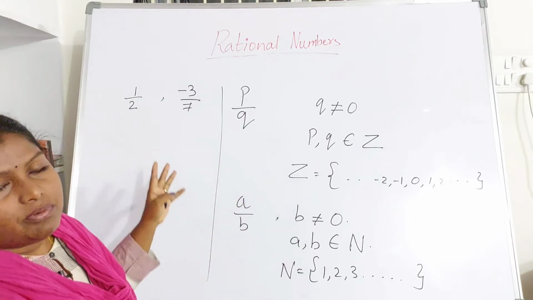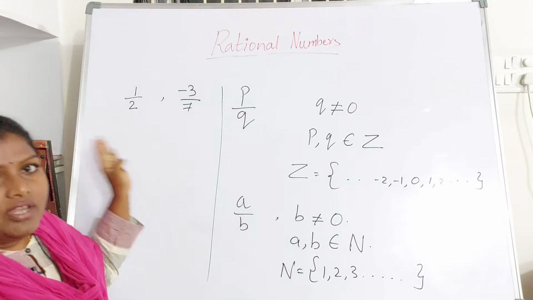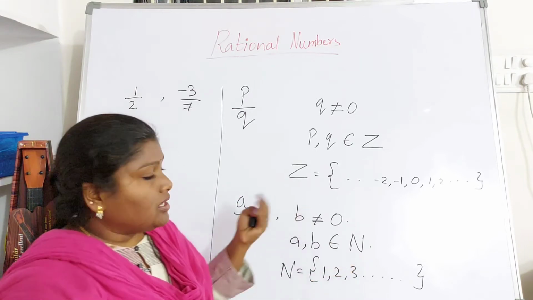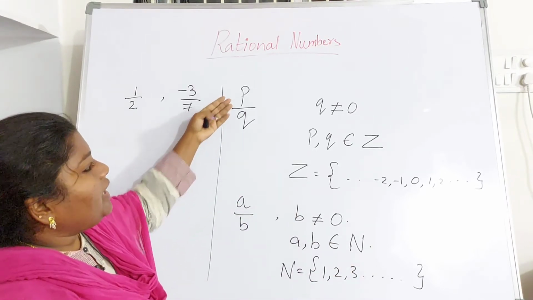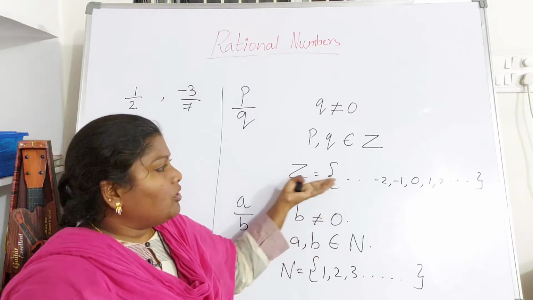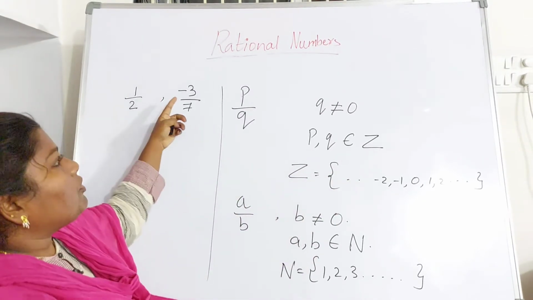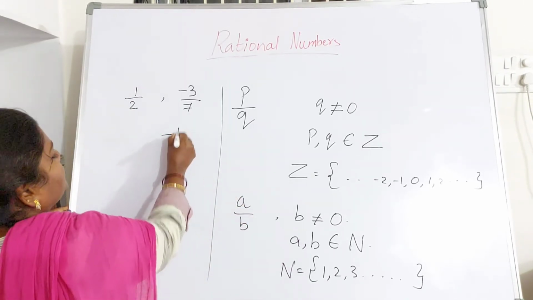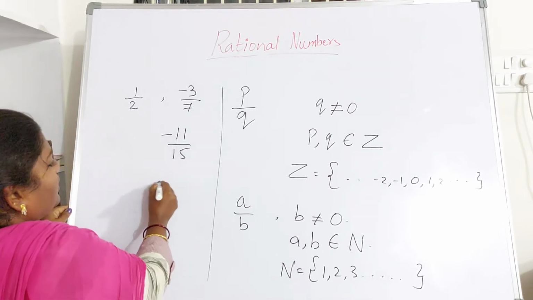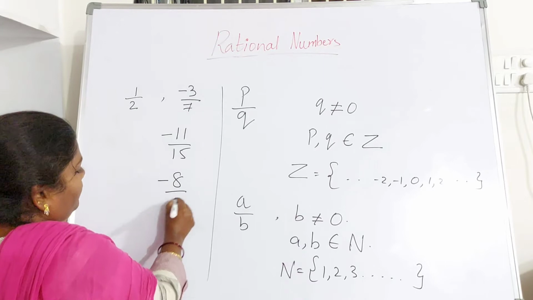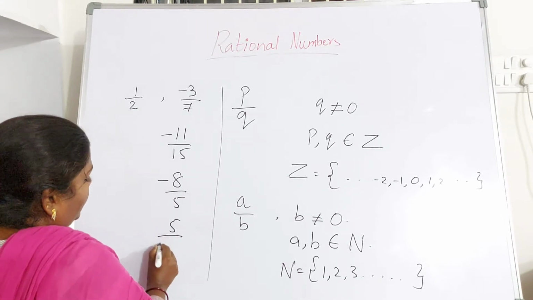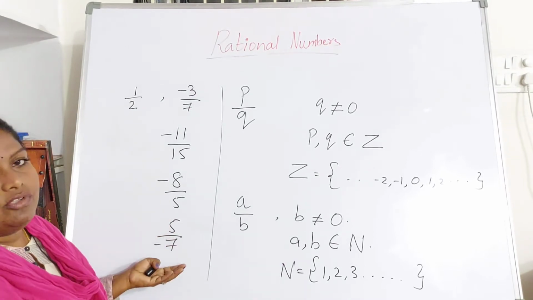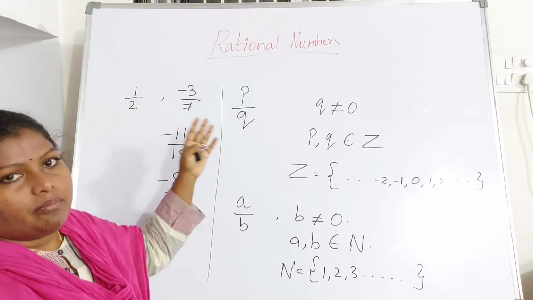So this is a major difference between rational numbers and fractions. In a fraction you will have all positive values, because A and B both belong to natural numbers. But in rational numbers P and Q belong to integers, so there is a possibility of getting negative numbers also. For example, minus 11 by 15, minus 8 by 5, 5 by minus 7. There is a possibility of getting positive and also negative. So this is a major difference between a rational number and a fraction.